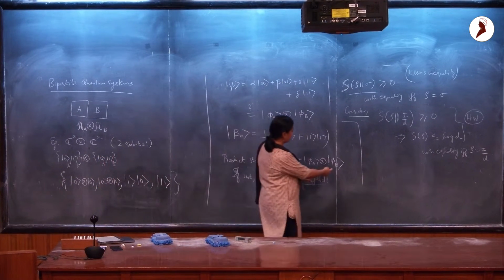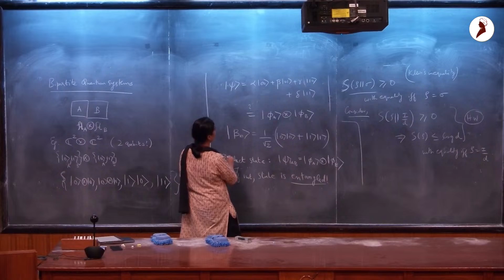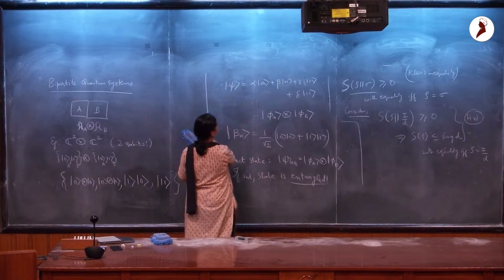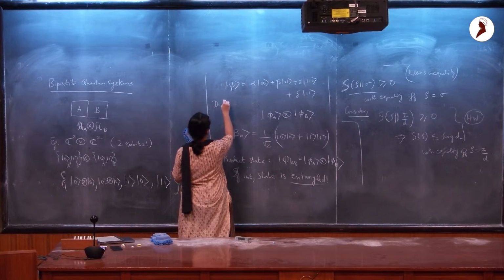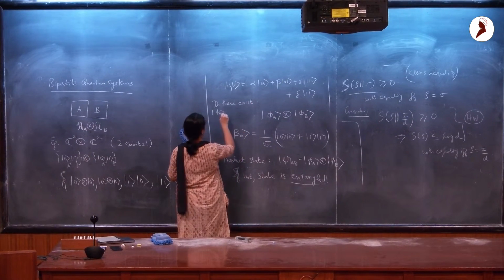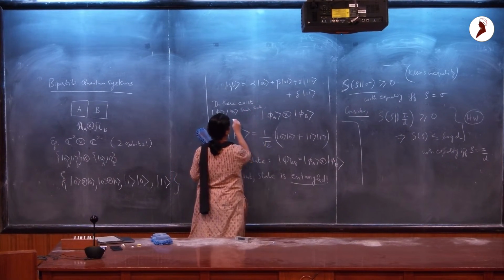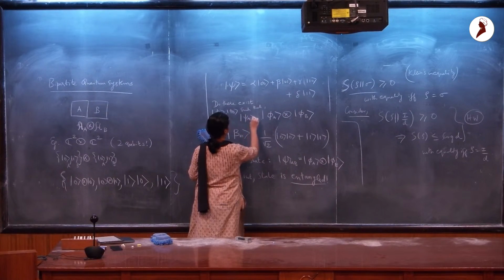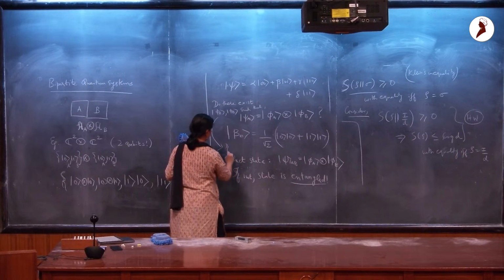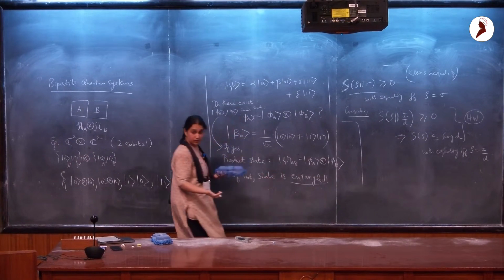Let me phrase it this way: do there exist phi_A, phi_B such that psi_AB is equal to this? And if yes, then this joint state is a product state.